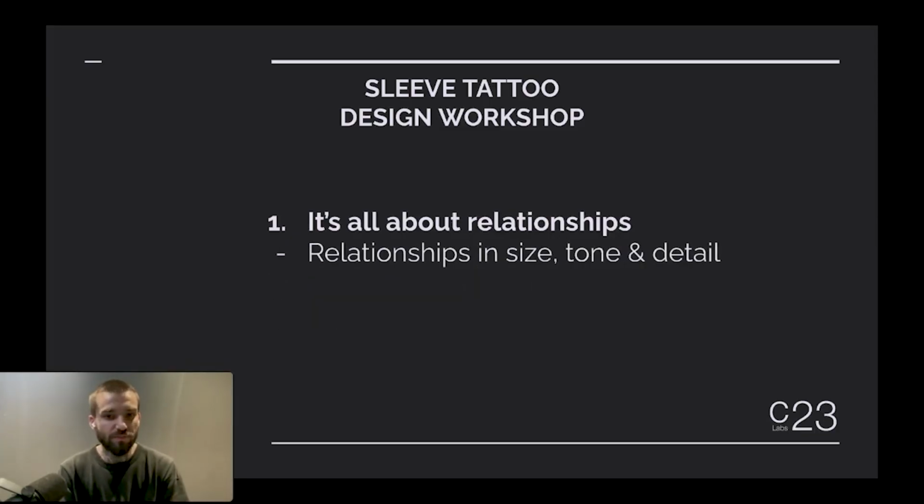When I say relationships, I mean relationships in size, in tone, like the darkness or how light something is, and also a relationship in details. When I wrote this down, I realized that it can be pretty confusing thinking about a relationship. But to me, it really is all about the balance and the harmony of a sleeve. It's all about how the different elements in the composition talk to each other and what their relationship to each other is like. And so the more objects you have, the trickier it becomes to create something that feels balanced and looks balanced.